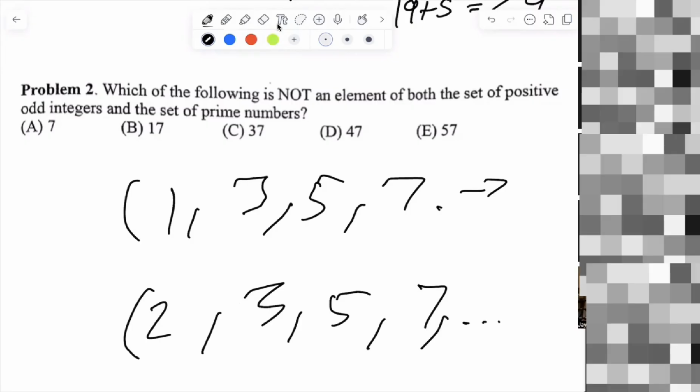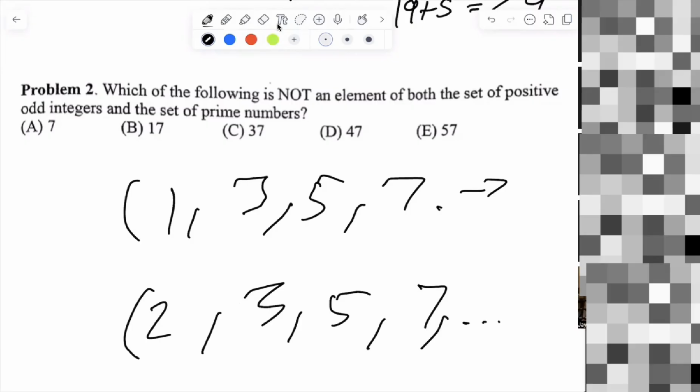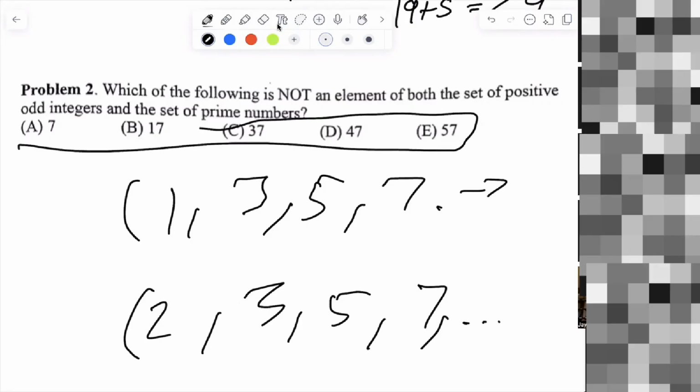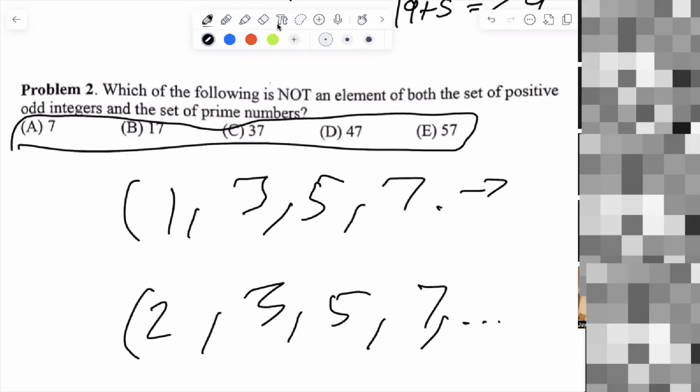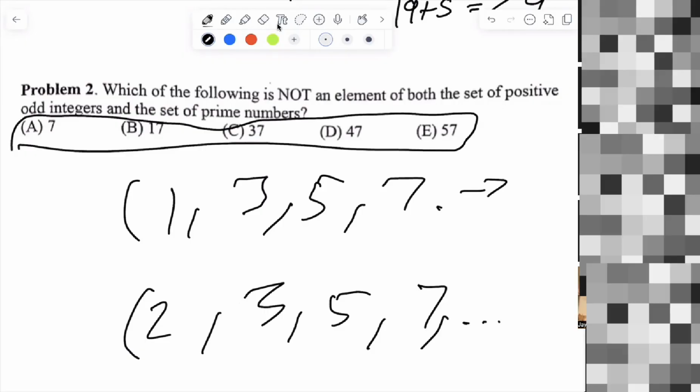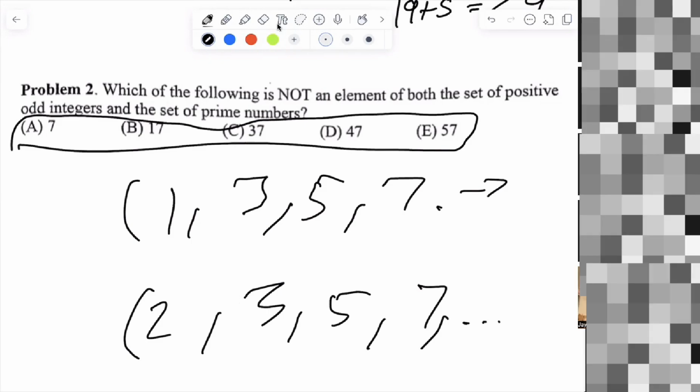So we can see that 1 and 2 are not in, but we only have these answer choices. So we only care about these. And how do we know this? How do we find the set of the integers that are not in the prime number section that are odd?